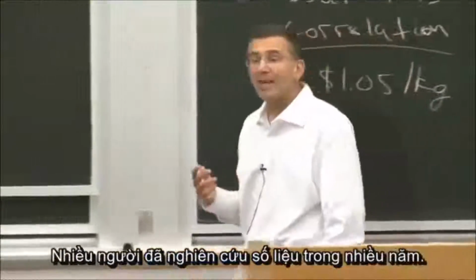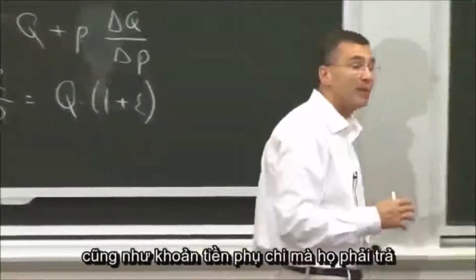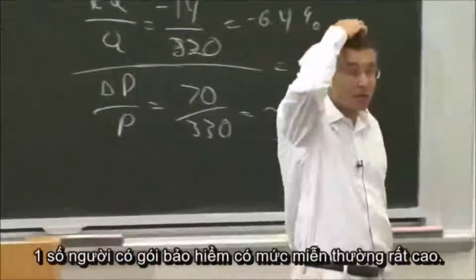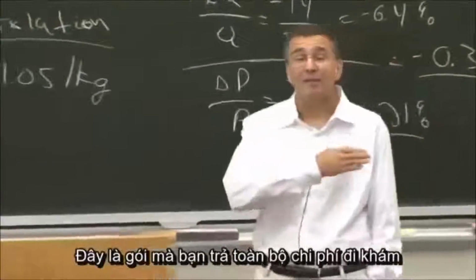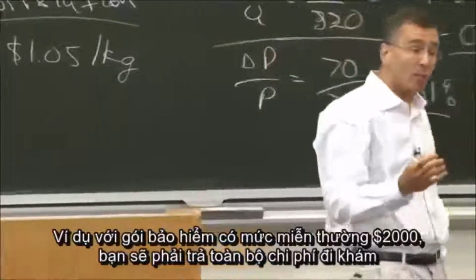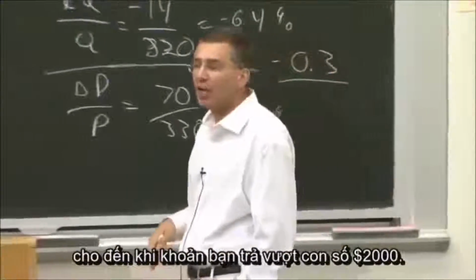So people for many years went to the data, and they said, look, there's all sorts of differences out there across people in what they pay for their co-payments. Some people have insurance where they pay nothing, some where they have 20. Some people have what they call high deductible plans. A deductible plan is where you pay the full cost of your visits until you reach some limit. So a $2,000 deductible plan will be one where you pay all your medical costs until you spent $2,000.